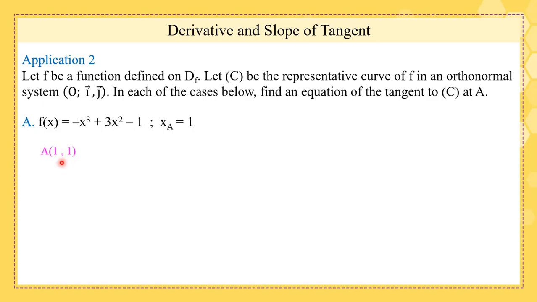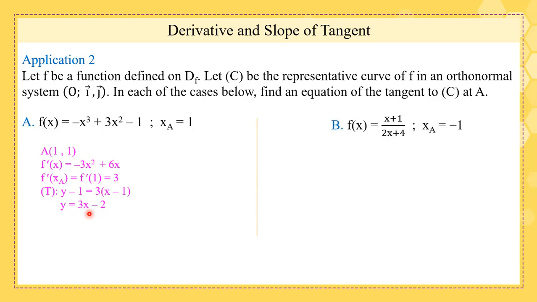Let's discuss it very quickly. a is (1, 1) because if we replace x of a here, we get f of xa, which is y of a, which is 1. The derivative of f is minus 3x squared plus 6x, and the derivative of f at xa is 3. So everything here is clear. So we get y minus 1 is 3 into x minus 1, or y is 3x minus 2.